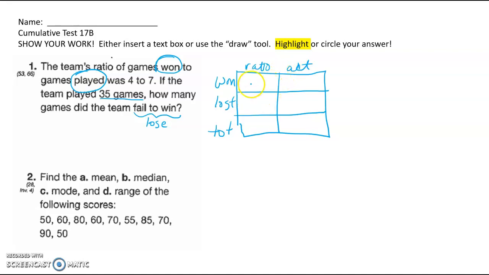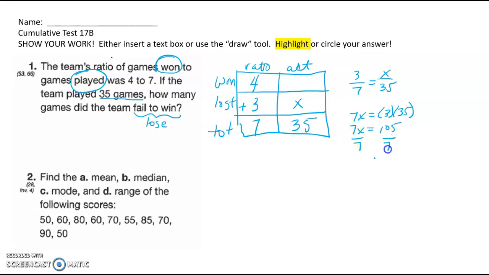It says games won to games played. So they won 4 out of a total of 7, which means they lost 3. Or in the ratio part, they lost 3 because 4 plus 3 is 7. If they played a total of 35 games, how many did they lose? So you can see where the proportion would come from and then cross multiply. 3 times 35 equals 105, and I get 15 as my answer here.